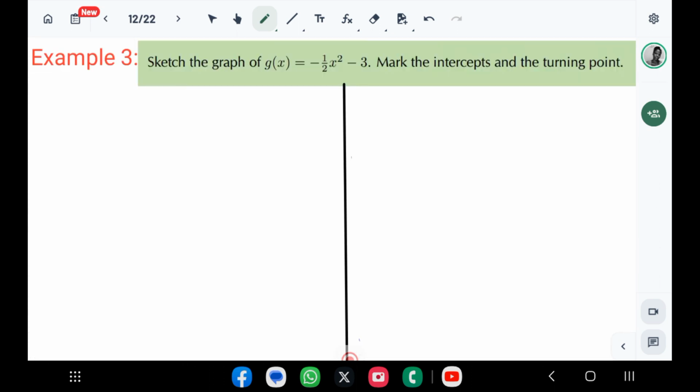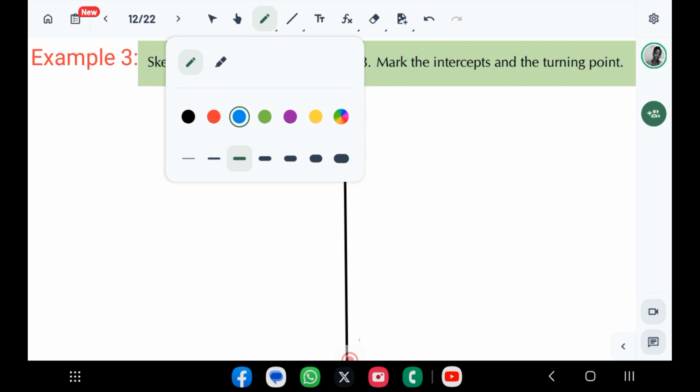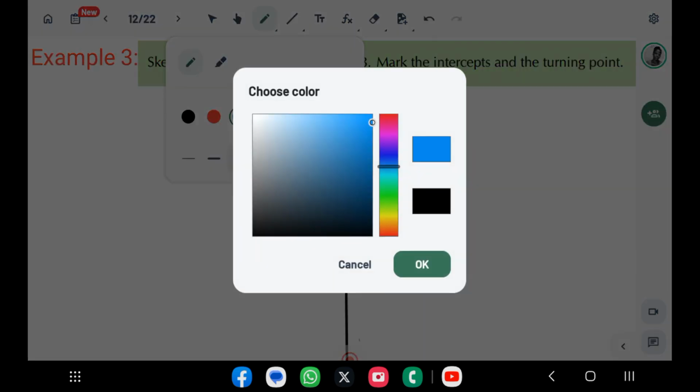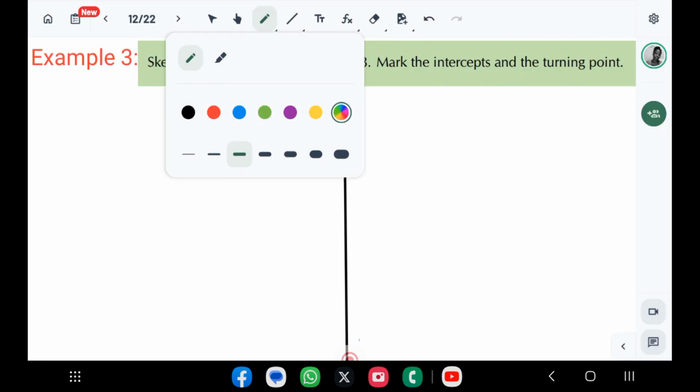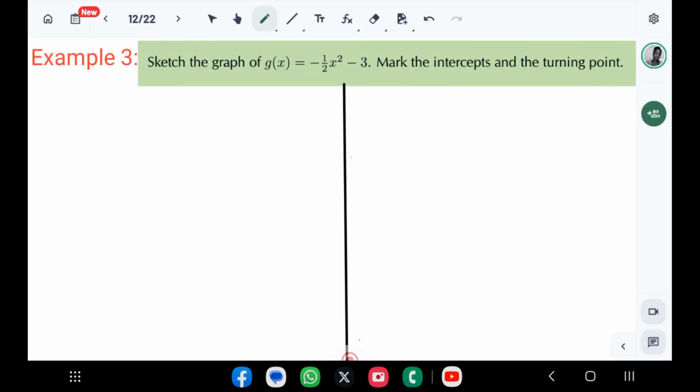Now let's go to the next question. Question number 3 says, sketch the graph of g of x equals minus half x squared minus 3. Mark the intercepts and the turning point. We're doing exactly the same thing that we just did. So we're starting with our a. Start with the a so that you can figure out what type of function you have.